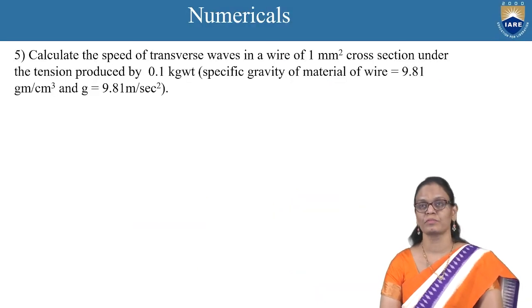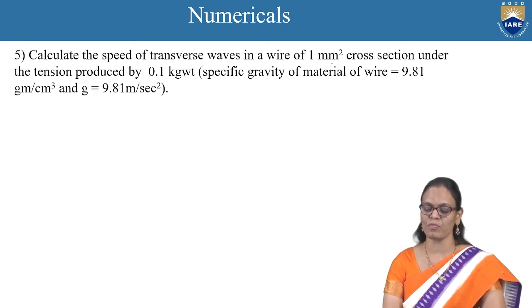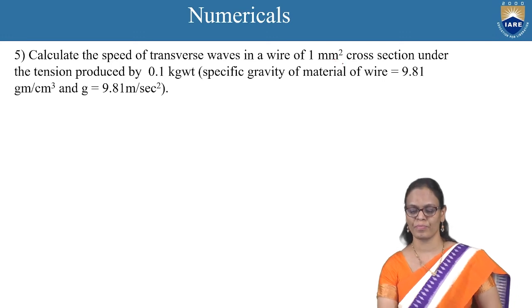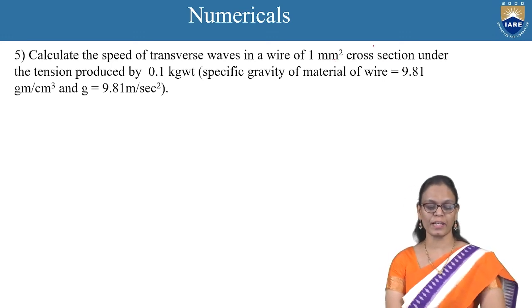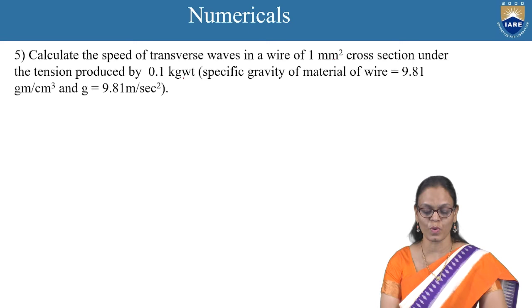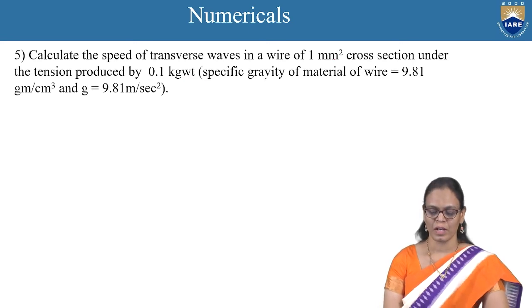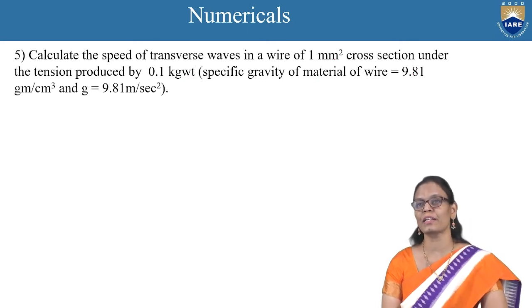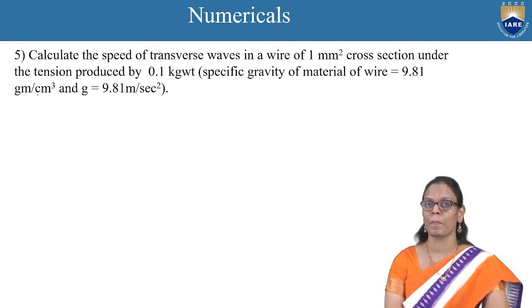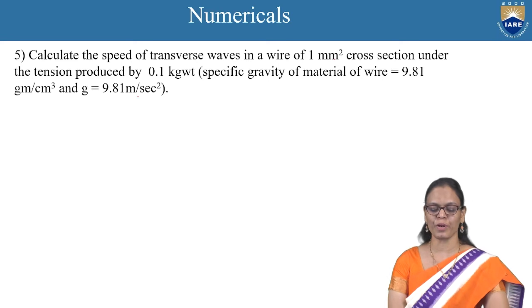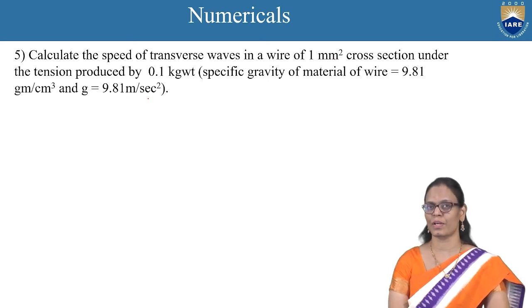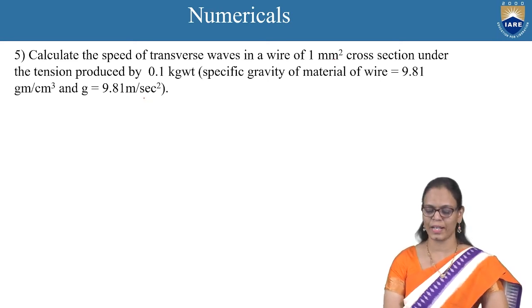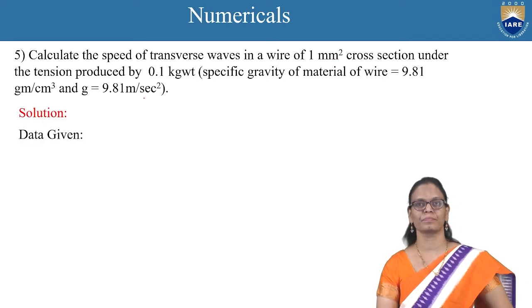Now the fifth one. Calculate the speed of transverse waves in a wire of 1 millimeter square cross section under the tension produced by 0.1 kg weight. And the specific gravity of the material is 9.81 gram per centimeter cube, and g is 9.81 meter per second square. So first let us write the data.